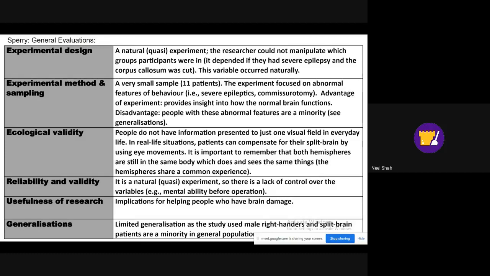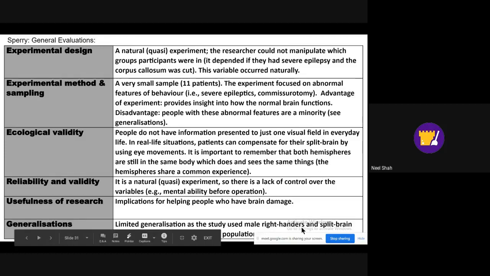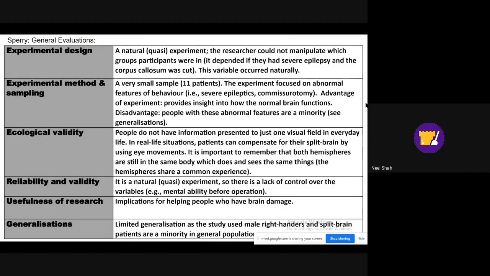And again, as we mentioned, generalizations. It's very limited in how you can generalize this, because the other thing, I don't think I mentioned this, all of them were male and right-handed as well. And split-brain patients are generally a minority.